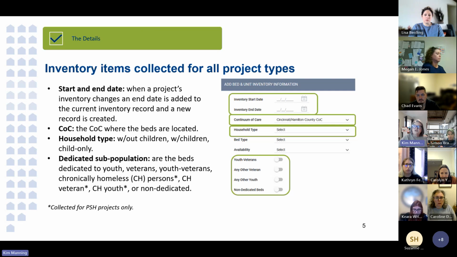Dedicated subpopulation is also noted. So the dedicated subpopulation includes youth, veterans, chronically homeless persons, chronically homeless veterans, chronically homeless youth, or non-dedicated. And those with asterisks are only collected for PSH projects.